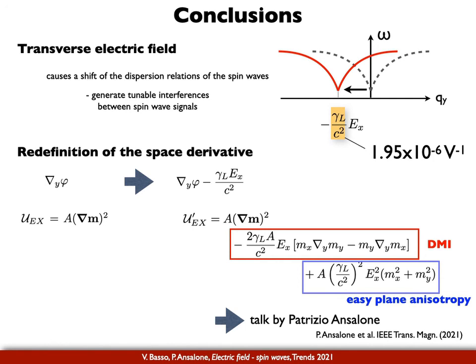Then I suggest also to listen to the talk of Patrizia Salone, same conference, where we exploit the idea of redefining the space derivative. And Patrizia will show how this effect, if generalized, can give rise to DMI effect and easy plane anisotropy in a ferromagnet.